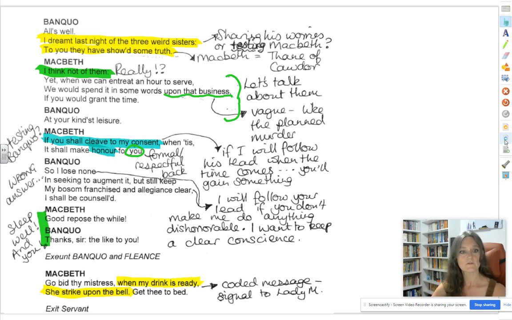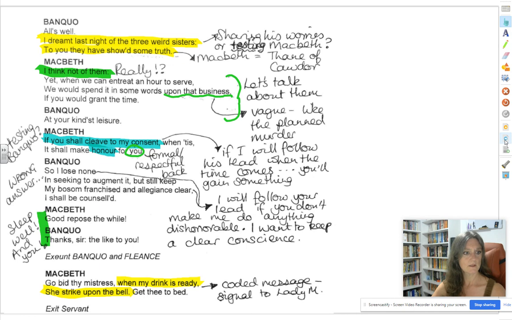When he says to you they've shown some truth, it's because obviously Macbeth immediately became the Thane of Cawdor, didn't he? Macbeth says, I think not of them. Really? I think he does think of them, doesn't he? Well, we know that he does, don't we? Because he wrote to Lady Macbeth about it immediately.